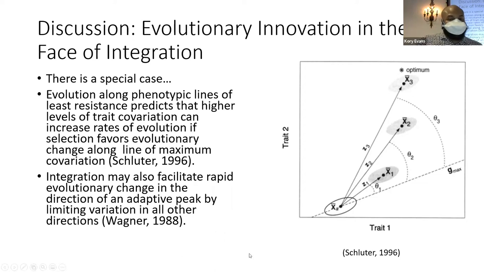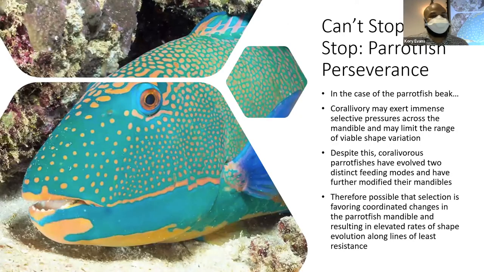So, using this special case, animals are able to launch themselves across the whole shape space by changing multiple traits at the same time. We think this is going on here. In the case of parrotfishes, they eat hard coral. So if you're eating hard coral, you kind of want all your traits to be on the same page. You don't want a strong beak but weak jaws, because it's just coral and you can crush it, and vice versa. So when you're feeding on this really specialized food resource, you might really benefit from integrating all your traits.